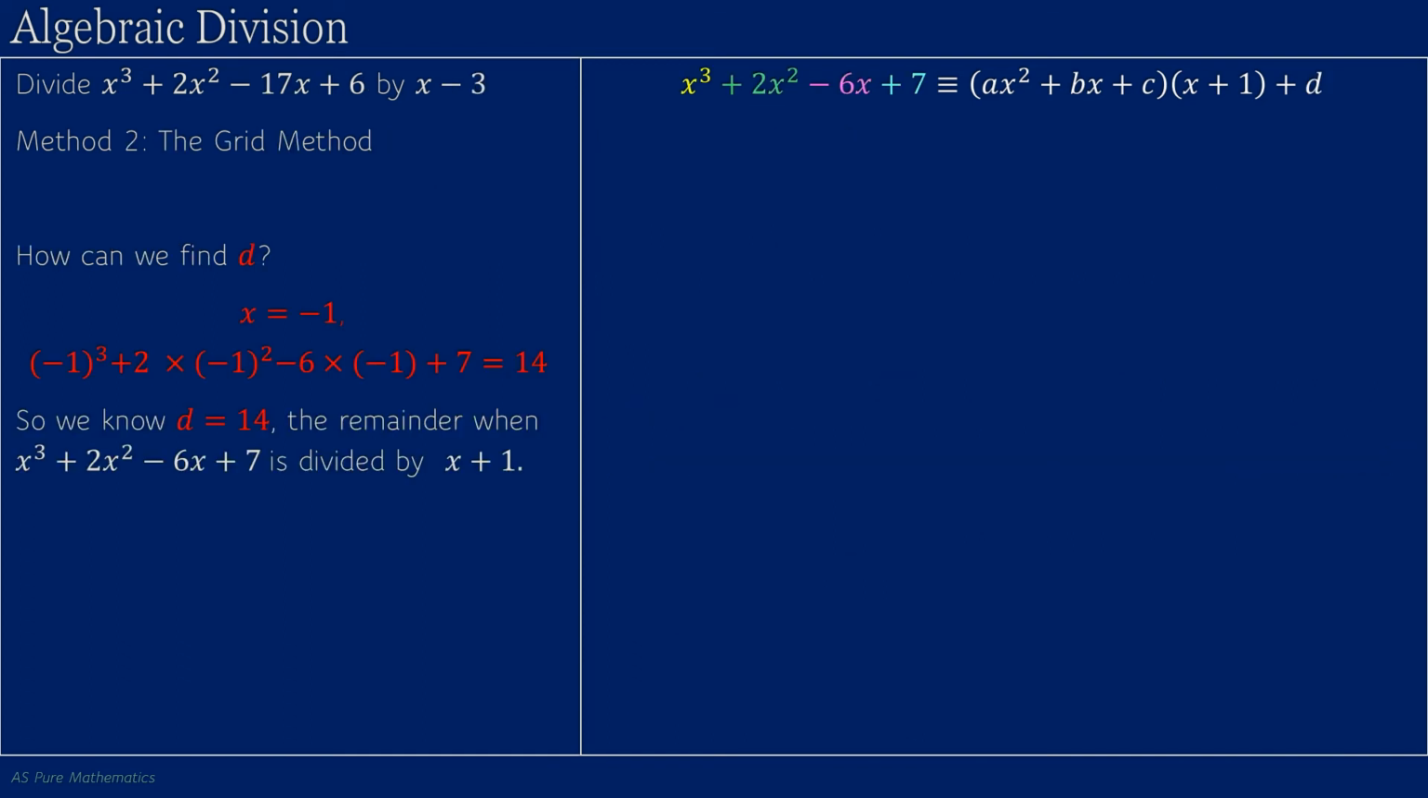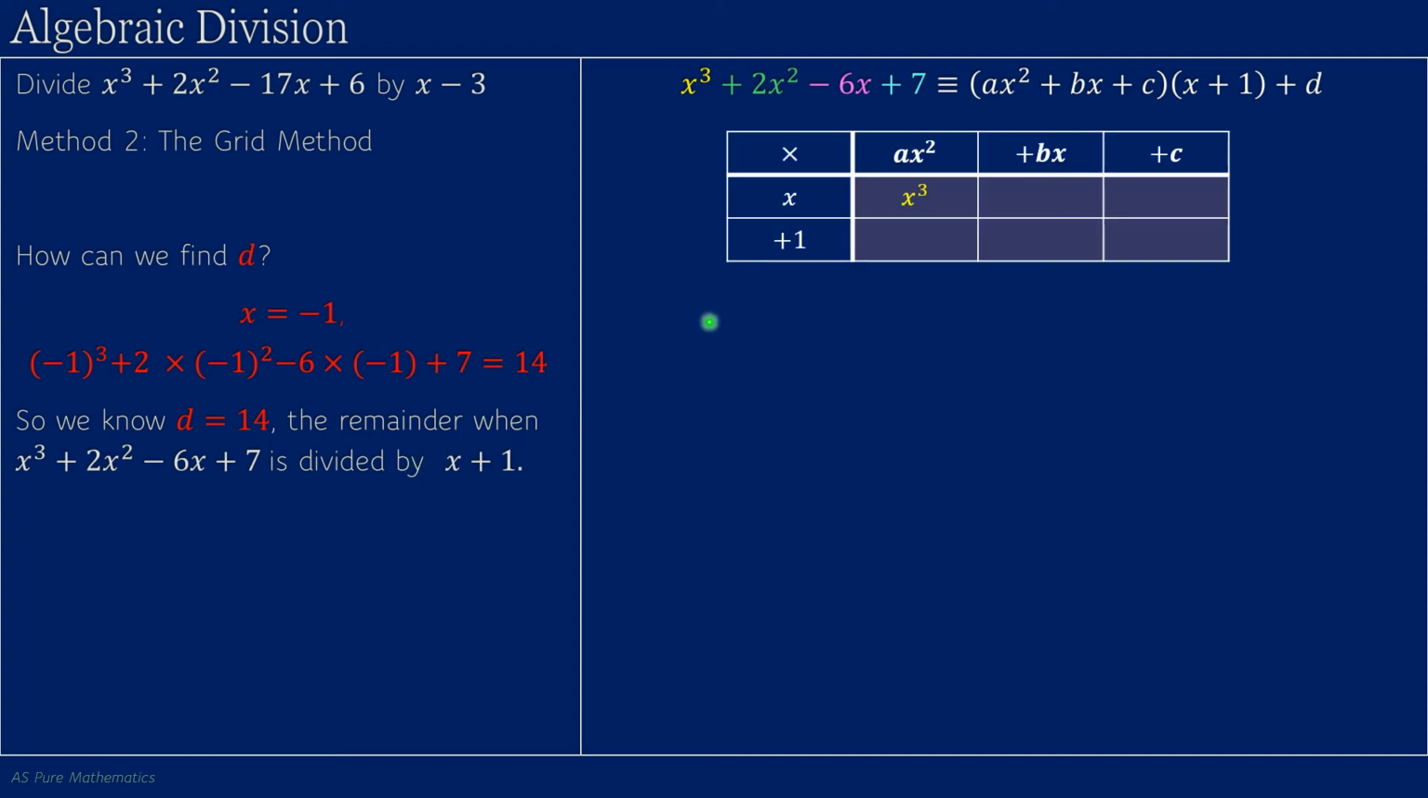Repeating exactly the same question but using the grid method. So start off in the same way, find out what d is. In this case, we know that d is equal to 14. So if I am working with this, I can almost ignore that now and just replace it with a plus 14. And I'm going to focus on this section here and then worry about the 14 afterwards.